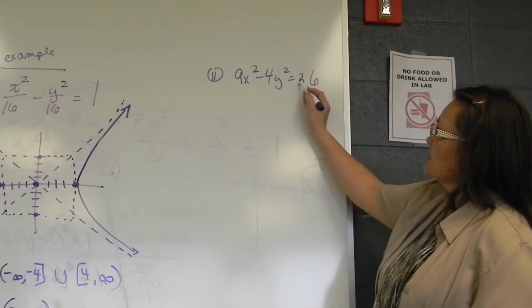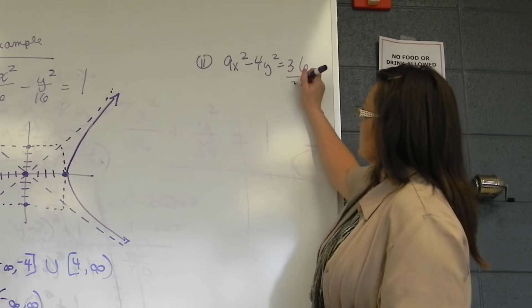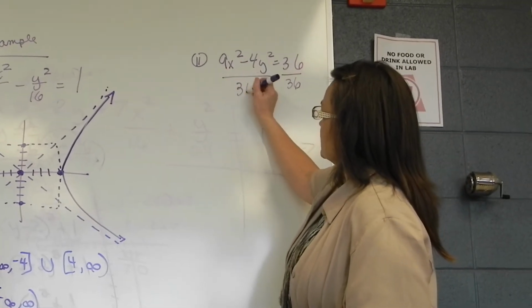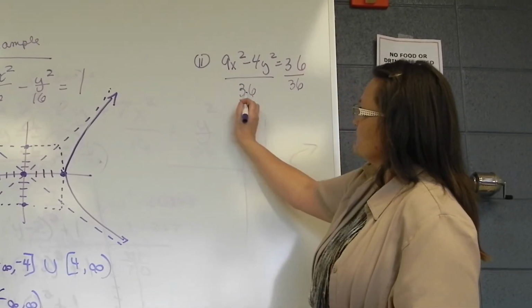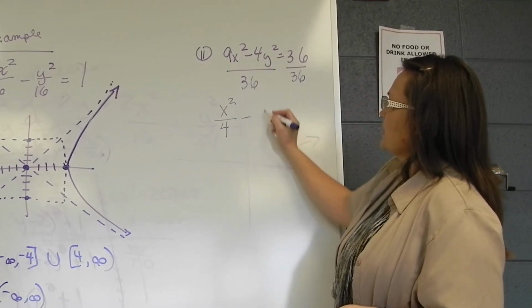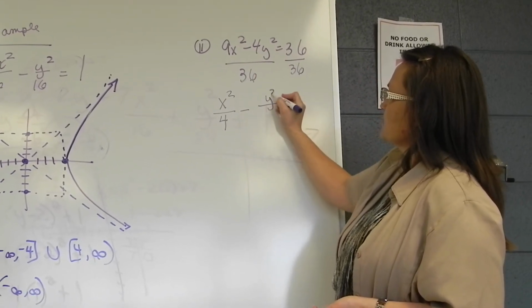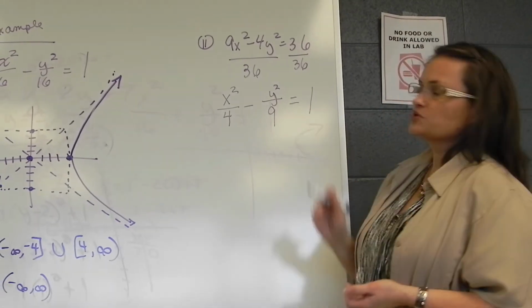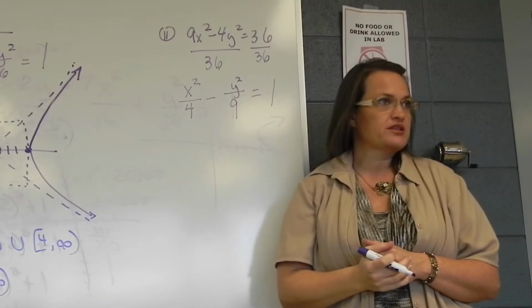So my goal is to make it equal 1. So divide by 36 to get it in standard form. 9 divided by 36 comes out evenly as 4. 4 divides into 36 as 9, and that equals 1. And then you're ready to roll with it.